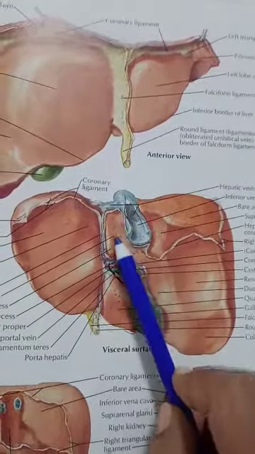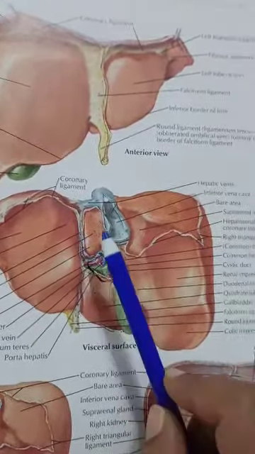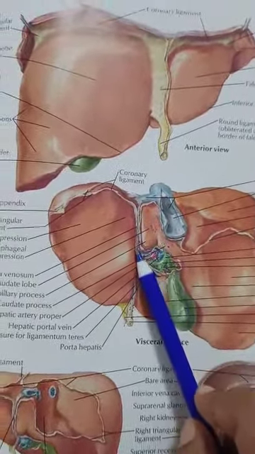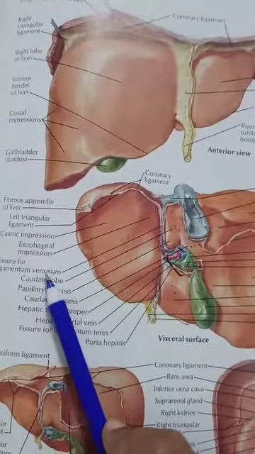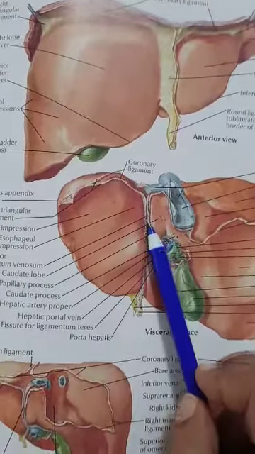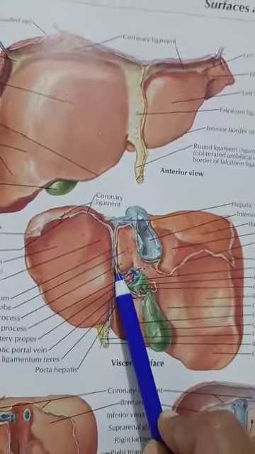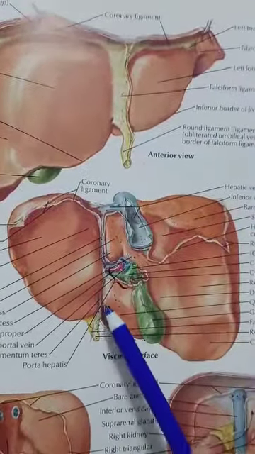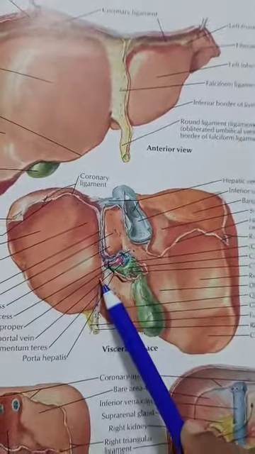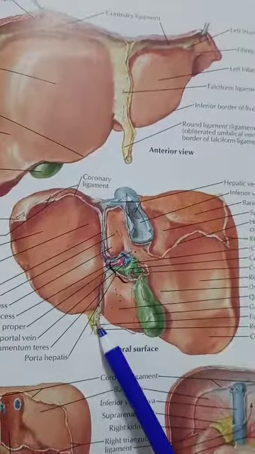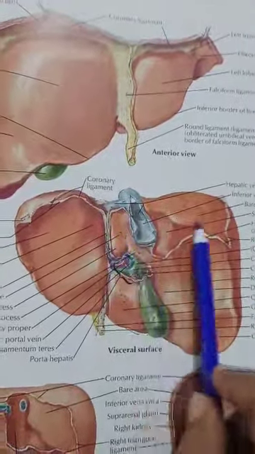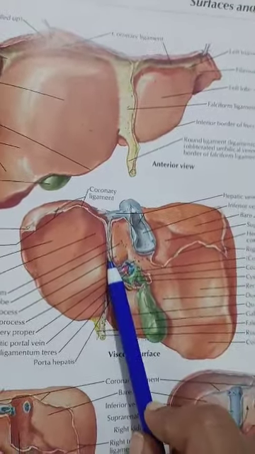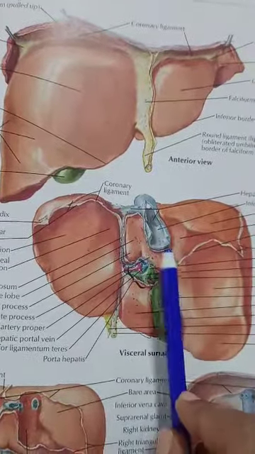Then posteriorly, the right and left lobes are divided by another ligament, known as the ligamentum venosum. So these three ligaments divide the right and left lobes of the liver: anteriorly by the falciform ligament, inferiorly by the ligamentum teres, and posteriorly by the ligamentum venosum.